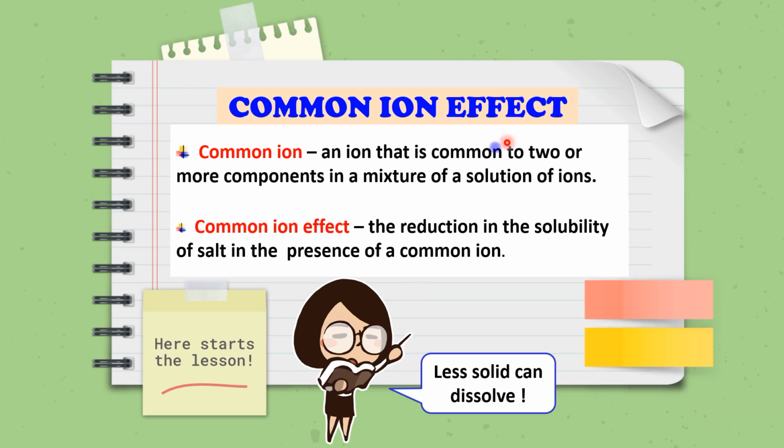Common ion effect. So what is a common ion? A common ion is an ion that is common to two or more components in a mixture of a solution of ions, which means the same ion that is present in the mixture. What is the effect when the same ion is present in the mixture? It will reduce the solubility of the salt in the presence of the common ion. So when there is a common ion present in the mixture, it will reduce the solubility of the mixture, which means less solid can dissolve.